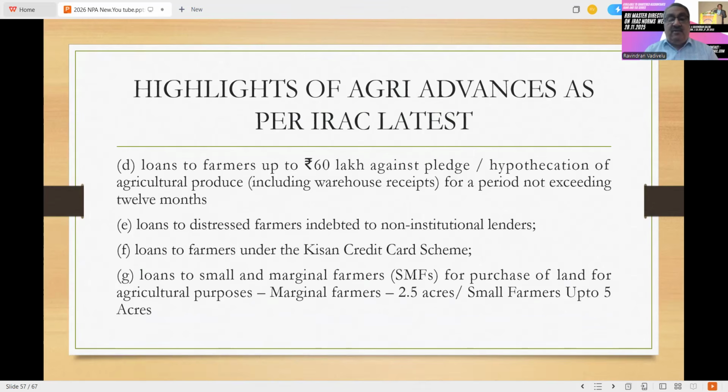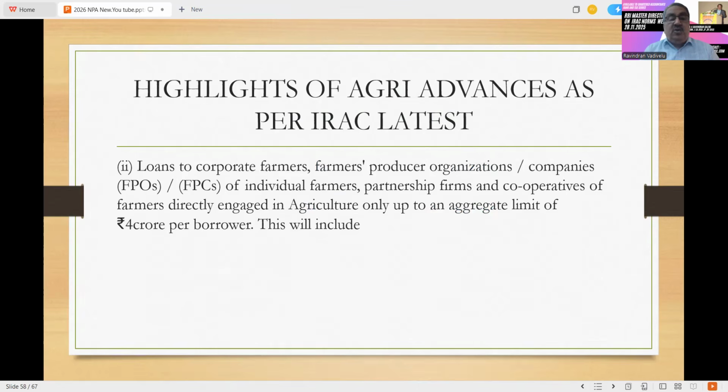This is the latest thing they have included. Marginal farmers are those farmers who have 2.5 acres of land, and small farmers have up to 5 acres of land. And another thing is loan to corporate.